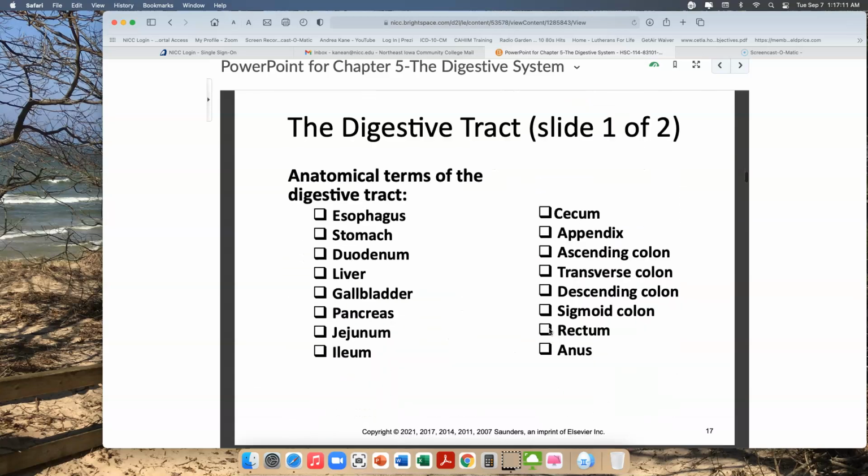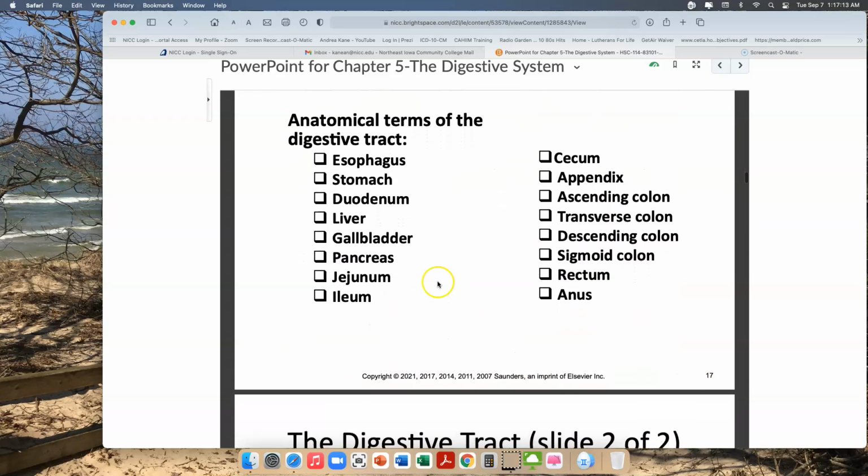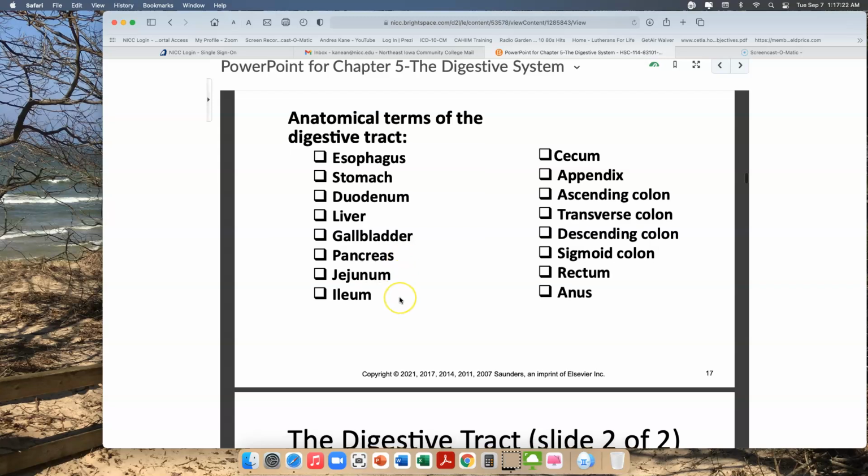All right, so moving on to the digestive tract. We have anatomical terms of esophagus, stomach, duodenum, liver, gallbladder, pancreas, jejunum, ileum, cecum, appendix, ascending colon, transverse colon, descending colon, sigmoid colon, rectum, and anus.